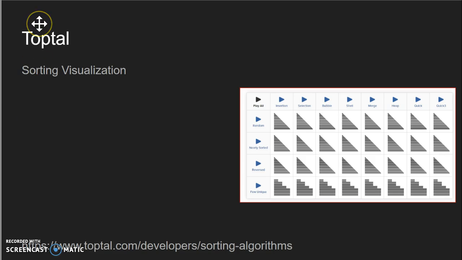And last but not least, Toptal. Toptal is an online tool which is used for sorting algorithm visualization. What it does is you can look at the most popular types of sorts, such as insertion, selection, bubble, or shell, with various types of data and see how they are sorted.